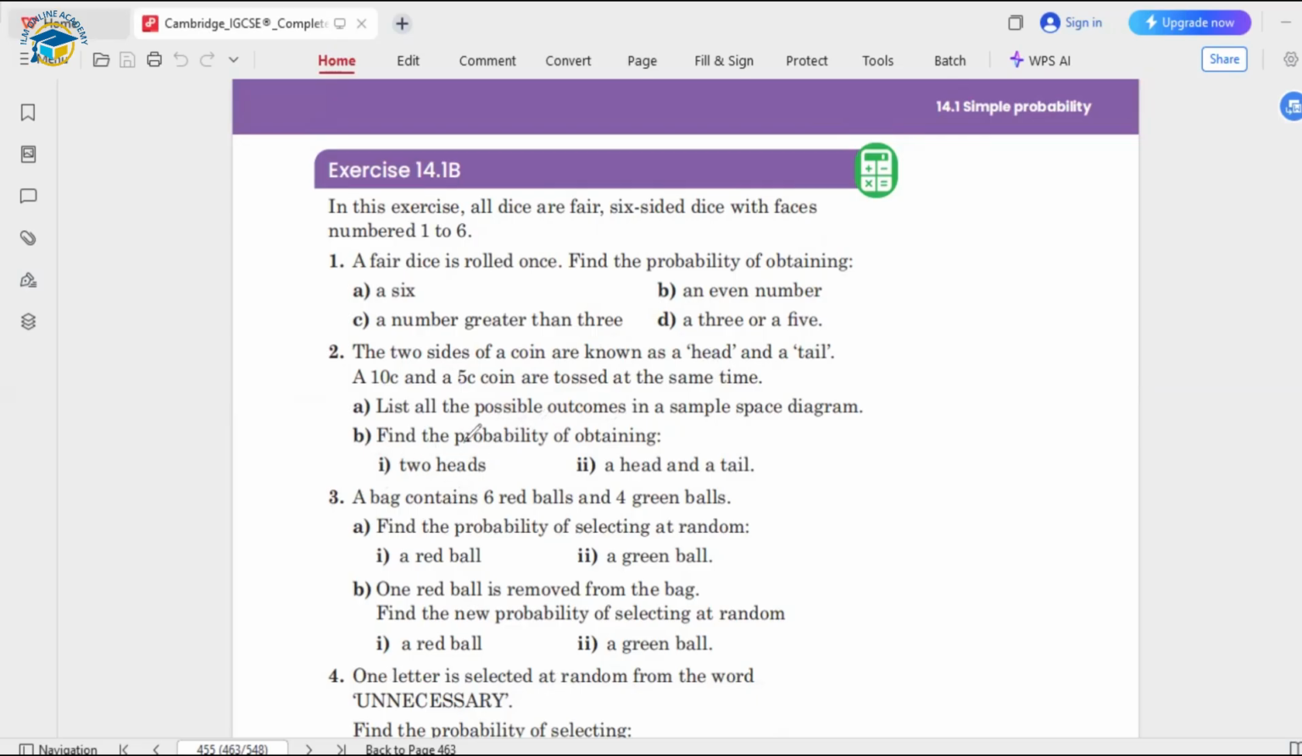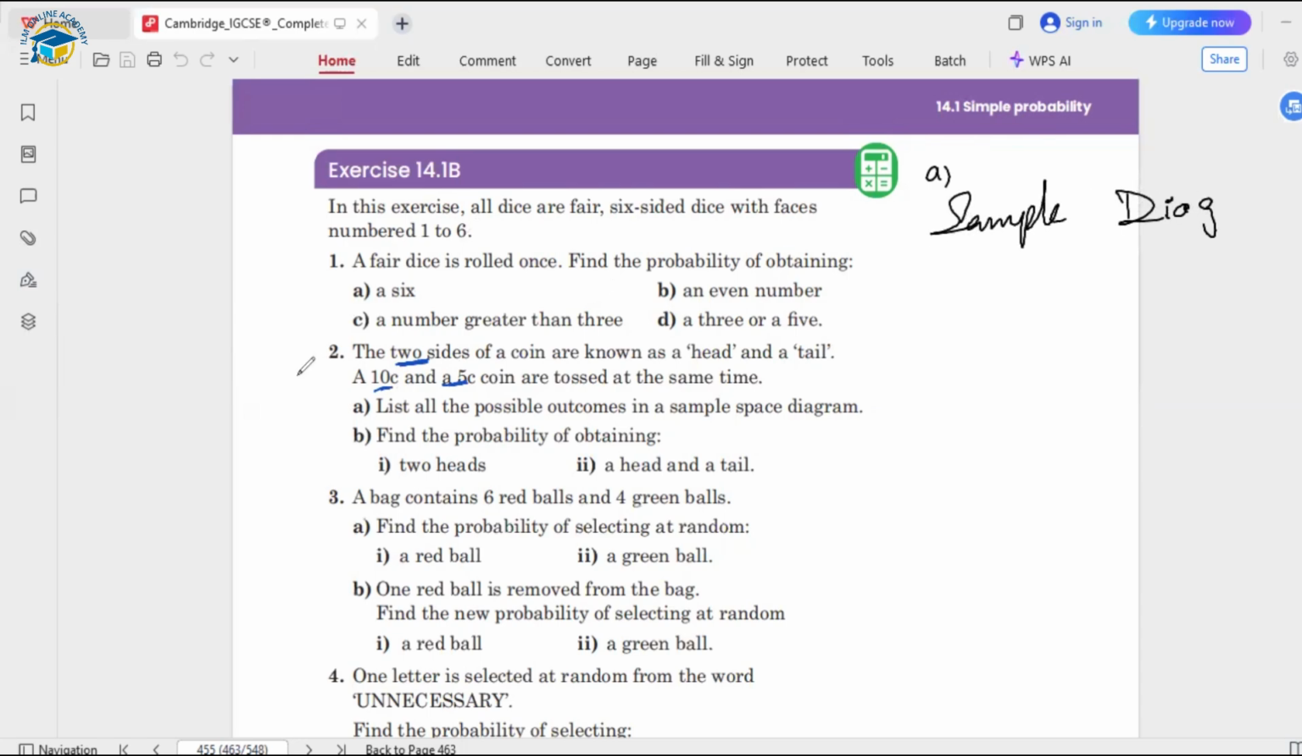Okay, so first of all, two coins have been given and they're just tossing them, like two sides of the coin, head and tail, and two coins we have, one is 10C and one is 5C. So let's make the sample diagram. First of all, that is basically part number A. Okay, I'm going to make a sample diagram.